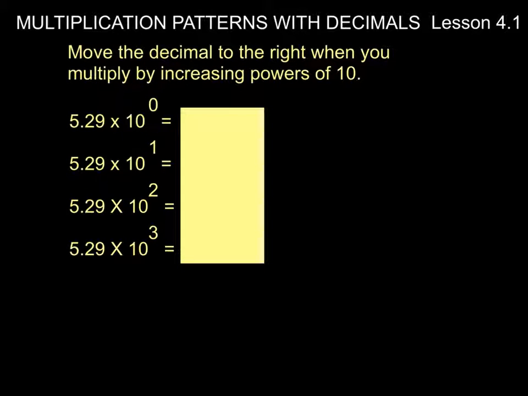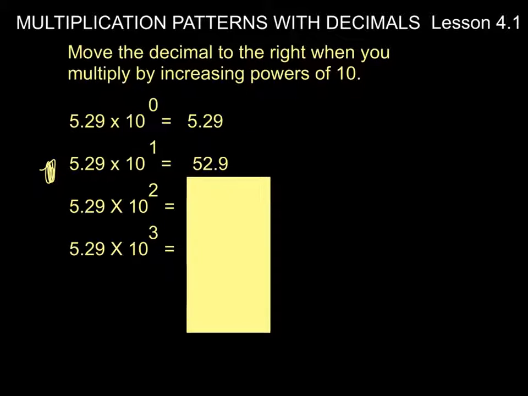If we can say that 5 and 29 hundredths multiplied by 10 to the first power is equal to 52 and 9/10, then it would make sense that 5 and 29 hundredths multiplied by 10 to the 0 power would be 5 and 29 hundredths, because it's really the same as multiplying by 1, which is itself.